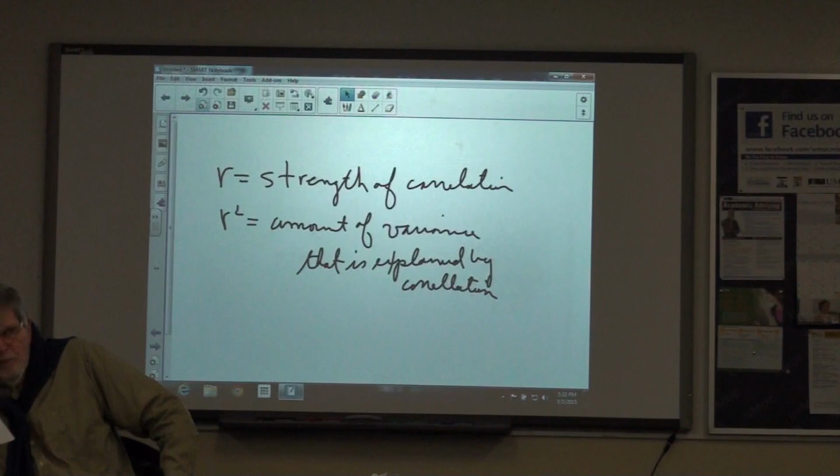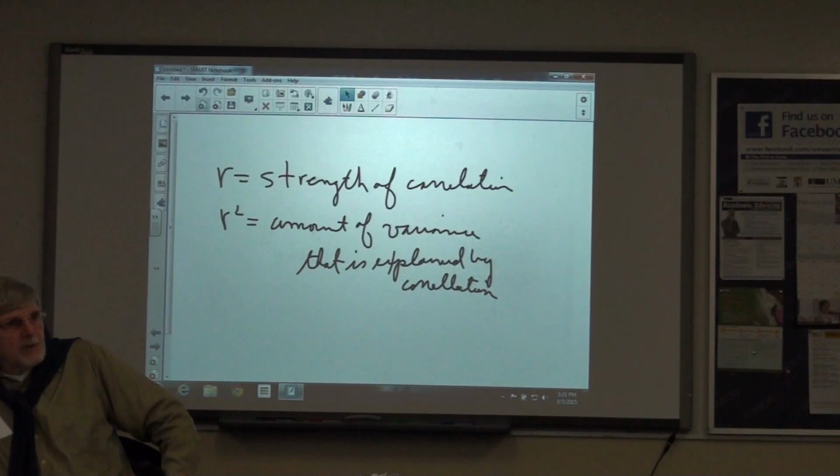True or false? If the correlation is 0.8, then 40% of the variance is explained. So I'll read it one more time, let it sink in. If the correlation, what's a symbol for correlation? R or rho, agreed? Is 0.8, then 40% of the variance is explained, true or false? Find your answer.